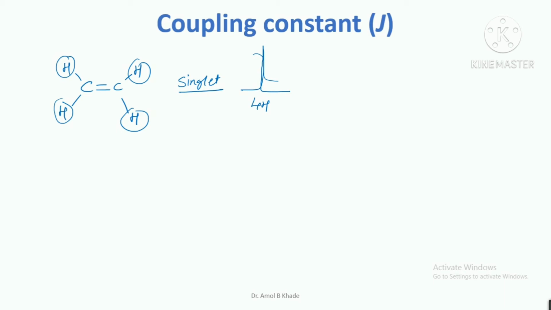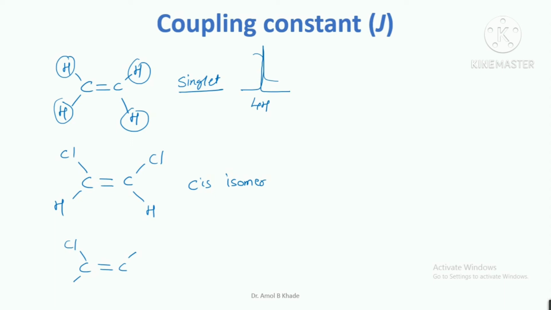Now let's say you have a structure like this: C double bond C, with a chlorine here and also a chlorine here, then one proton here and one proton here. In organic chemistry we call this a cis isomer, or cis kind of conformation.